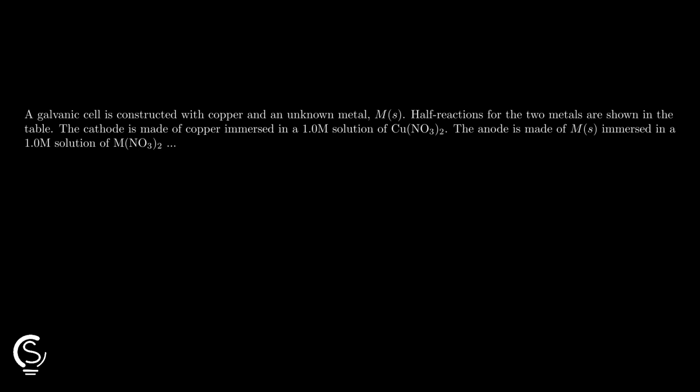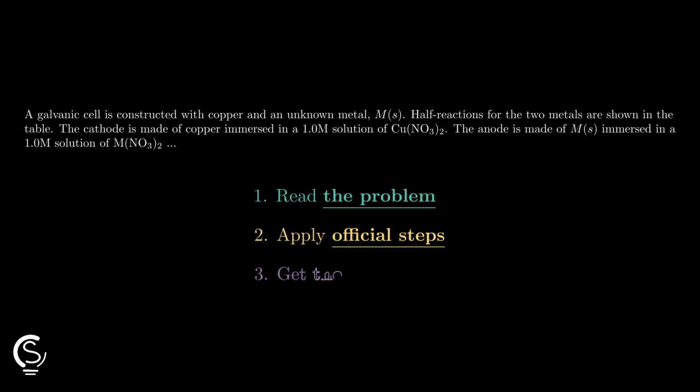I got your back. Galvanic cells are easy once you master the standard potential formula. We will find metal M's unknown reduction potential in 3 quick steps.